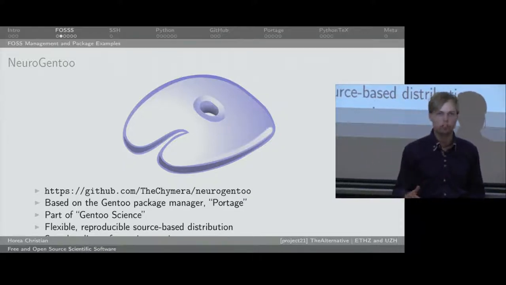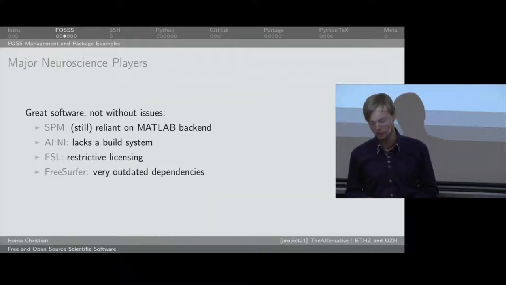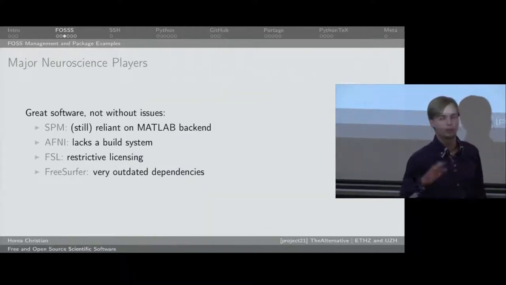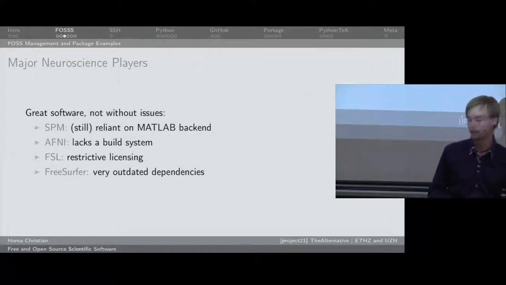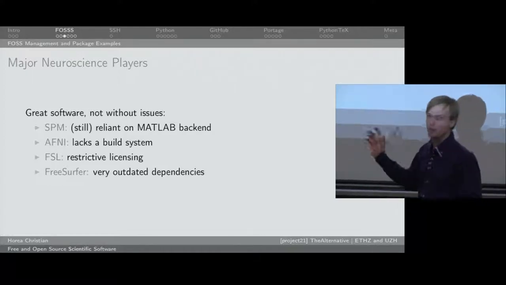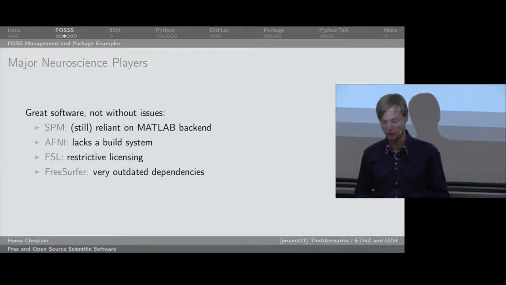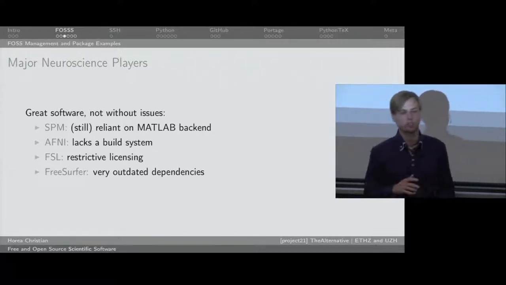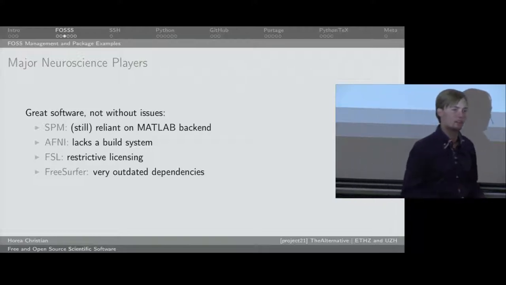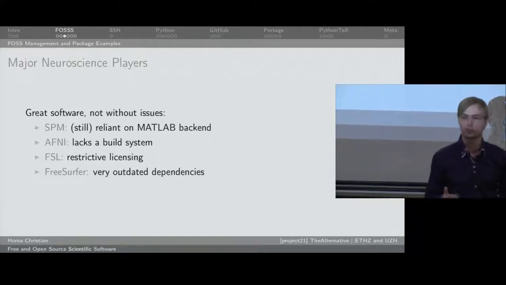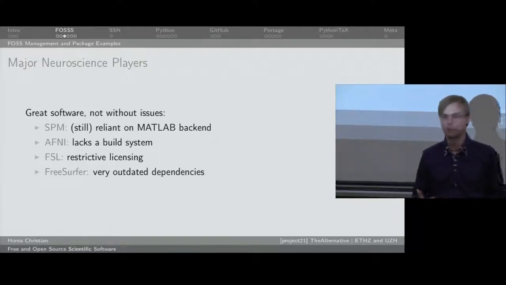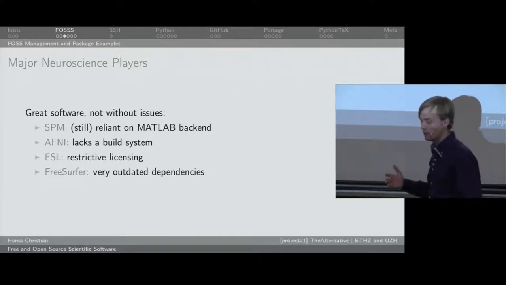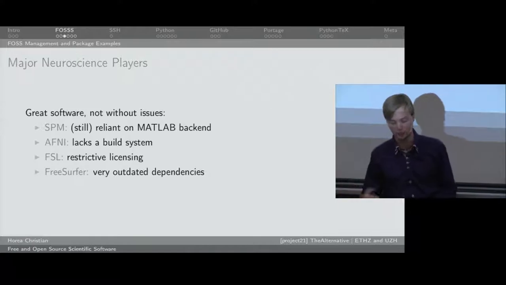And now I'm going to show you a couple of big neuroscience packages and what kind of issues they have, which these package management systems, these repositories, have to deal with. These are the major software packages in neuroscience. I certainly don't want to make this slide a point about the fact that they're bad. They're certainly not bad. They're really great packages of software. Hundreds, if not thousands, of high-profile research papers were built with them. But even such big, very serious software packages have issues.